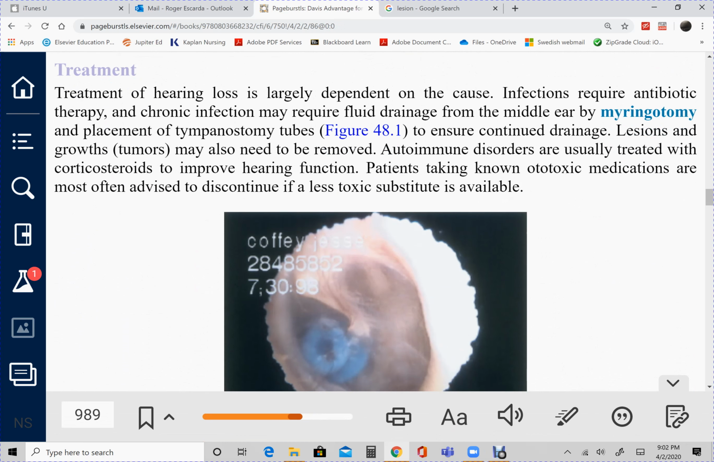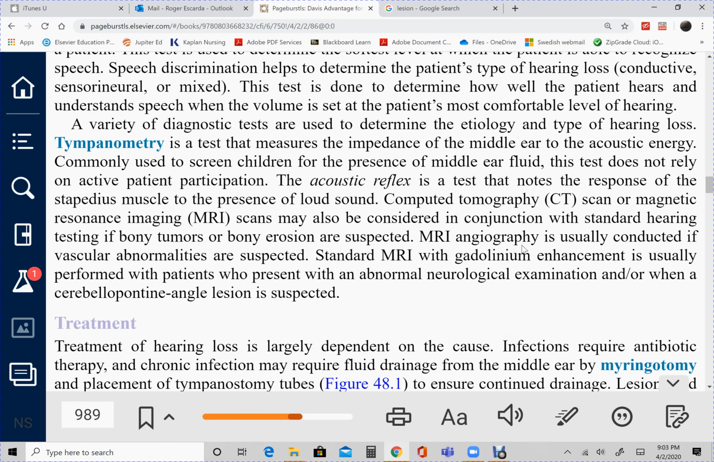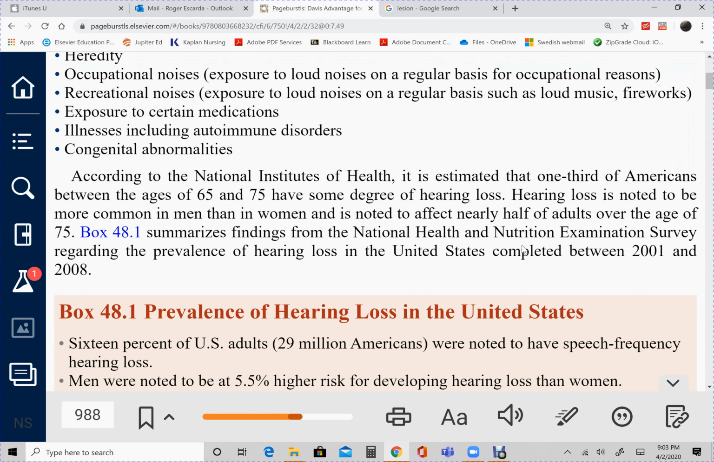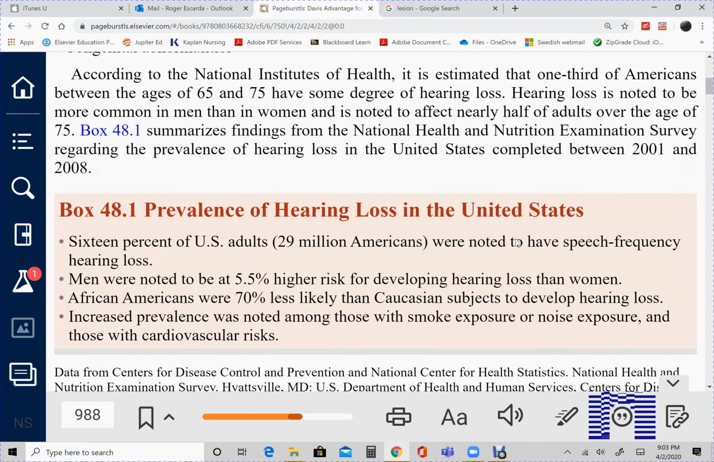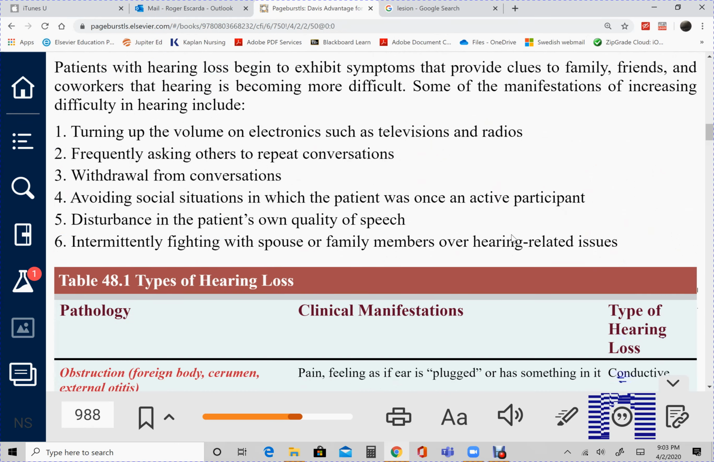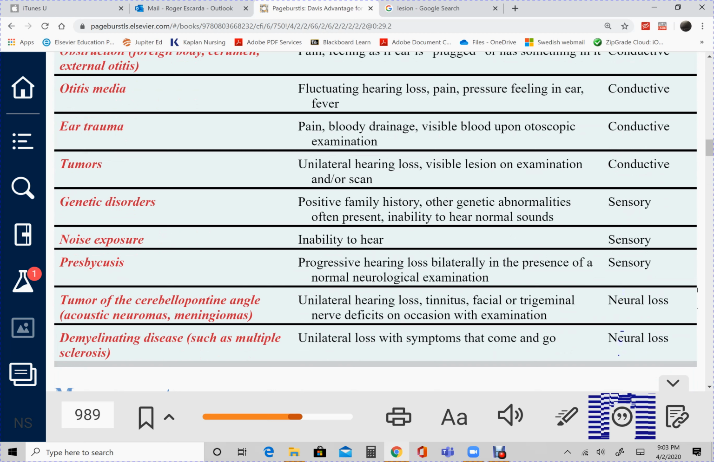Treatment, like I said, will depend on the cause. So for instance, if it's caused by a tumor, then the treatment will involve removal of the tumor. Or if it's from, say, MS, then that would involve corticosteroids.